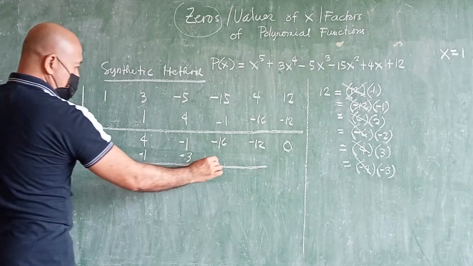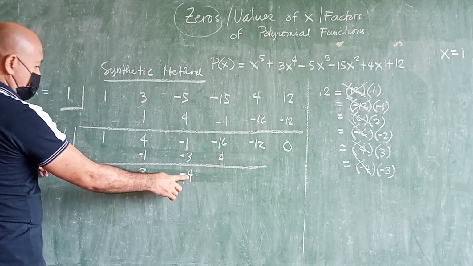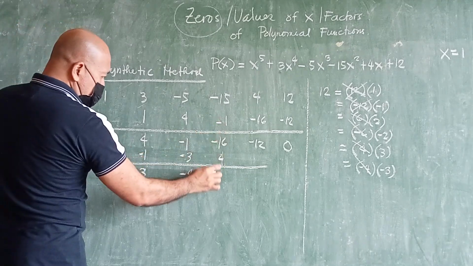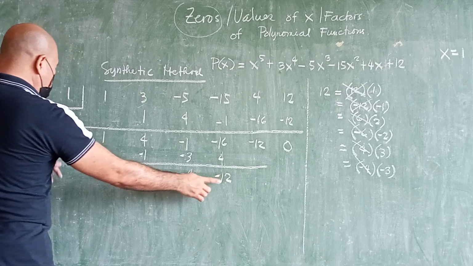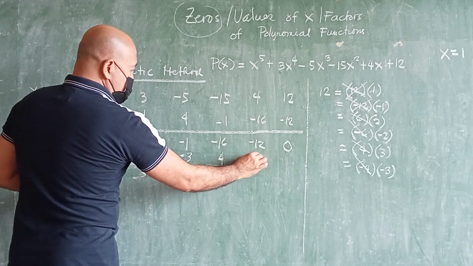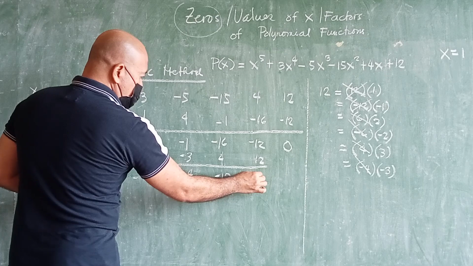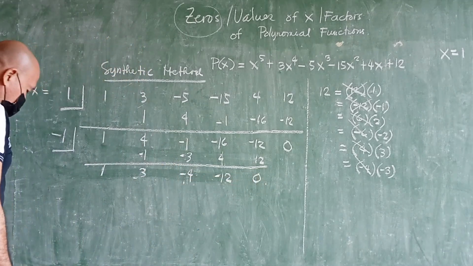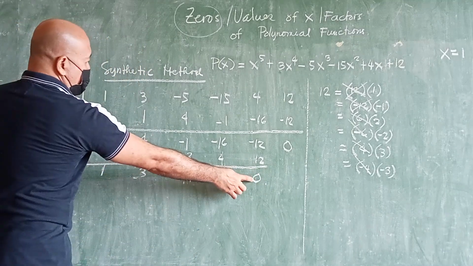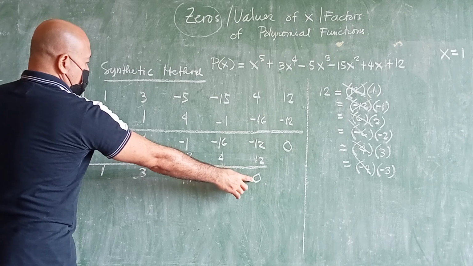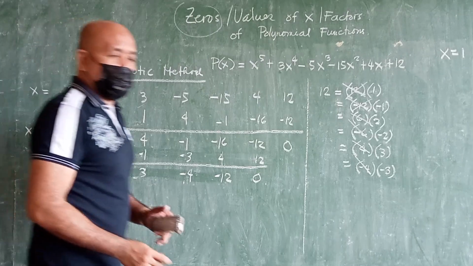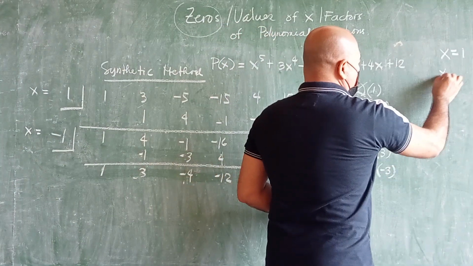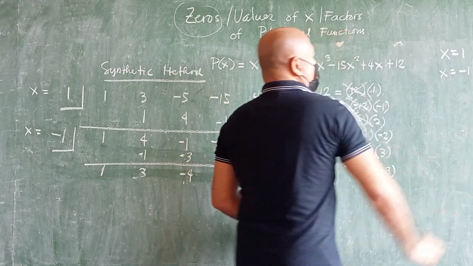Multiply, this will be positive 4, multiplying the same signs. And then add, this will be negative 12. Multiply negative 12 and negative 1, the result is positive 12. So add, the result is 0. Since the remainder is 0, or the last digit of our sum is 0, therefore you can conclude that negative 1 is the next value of x that we are looking for. So you have negative 1.